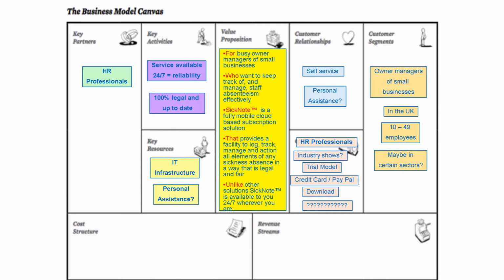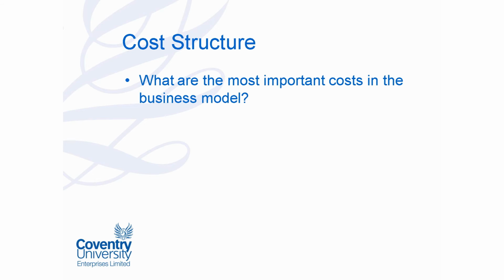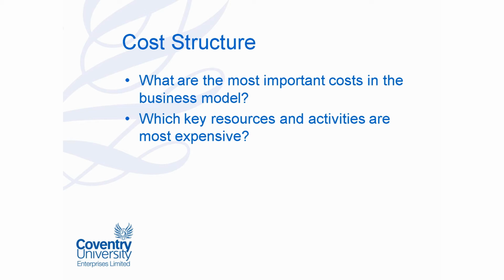Right, we're now going to consider the 2 boxes at the bottom of the canvas, the cost structure and the revenue streams, because they're all about how you actually make money out of your business plan. So in terms of the cost structure, what are the most important costs in the business model? Which key resources and activities are the most expensive? And a critical decision is whether you're going to be a cost-driven or a value-driven business.